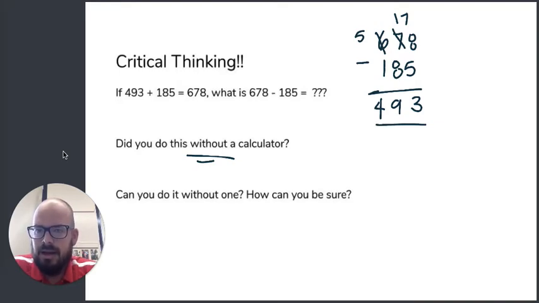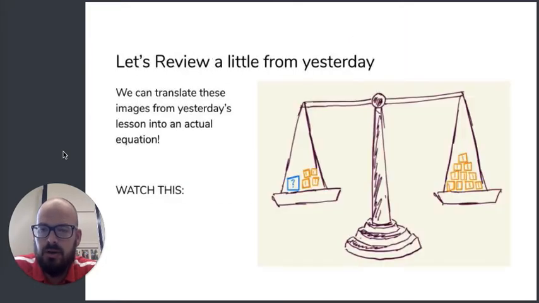If you know that 493 plus 185 gives you 678, well, if we just take that 678 and subtract 185 again, we're going to get back to our original number, which was 493. Now, that's introducing what we call inverse operations. So let's review a little bit from yesterday.